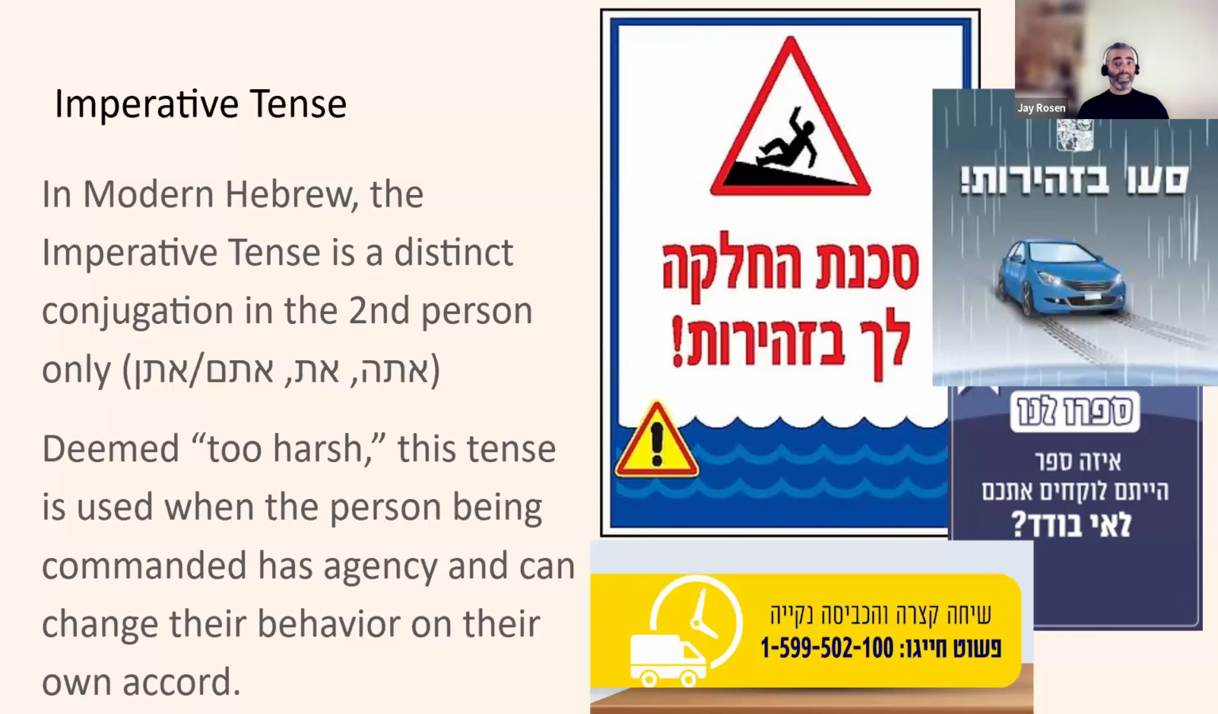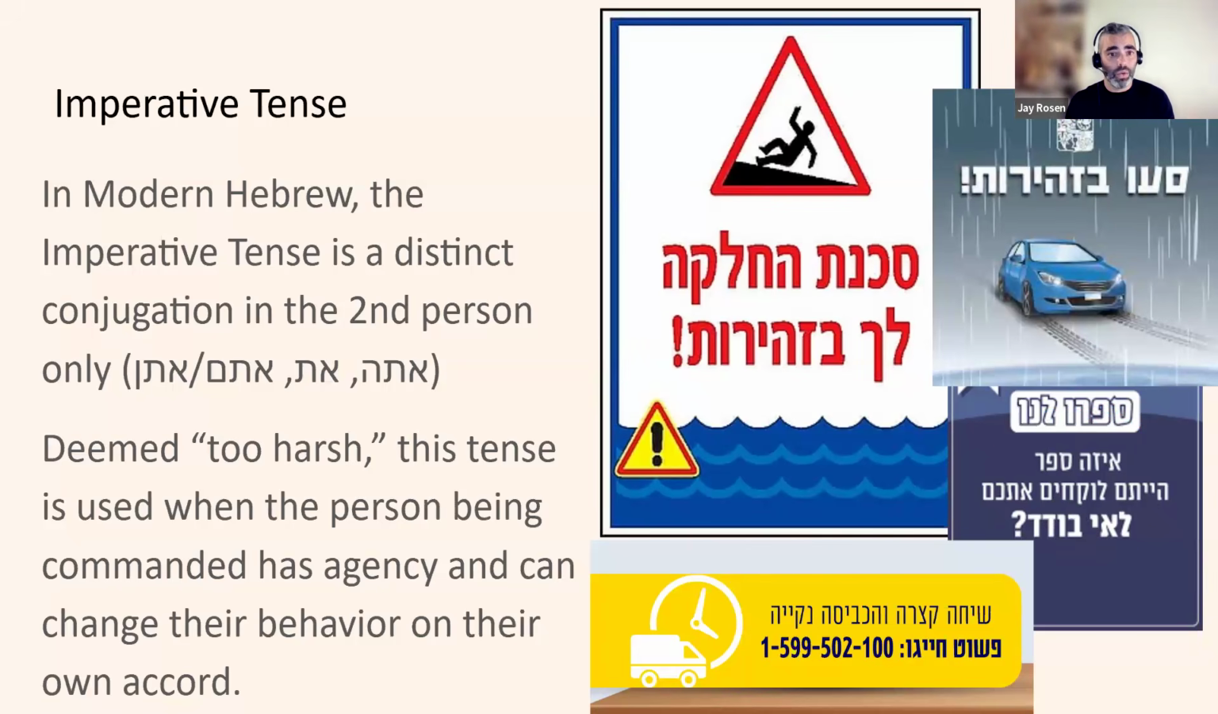Let's look at another one that doesn't have an exclamation point, but still uses the imperative. Sapru lanu. Which book would you take with you to a desert island? Sapru lanu. Sapru, second person plural form of the imperative tense of the verb lesaper, to tell. Right, so far we've had danger of slipping, tread carefully or move carefully, travel carefully.